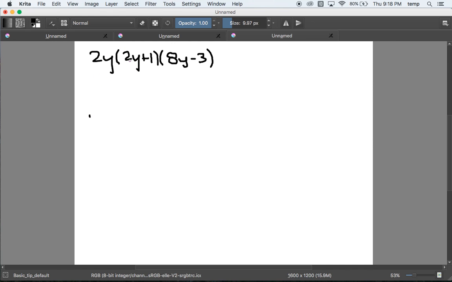So we'll go 2y times 2y. Well, 2 times 2 is 4, and y times y is y squared. So this would be 4y squared. And then we have 2y plus 1. 2 plus 1 is 2, and then we have a y. So now we'll take this polynomial and multiply it by this polynomial.